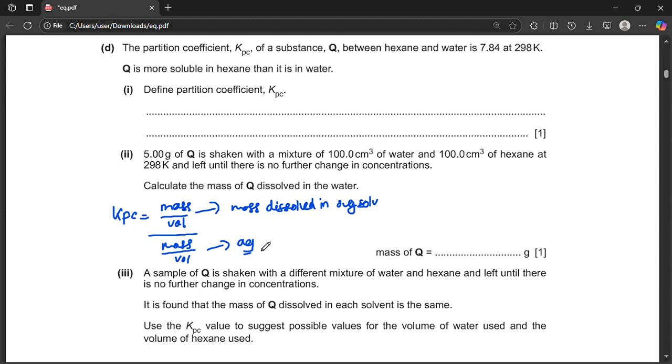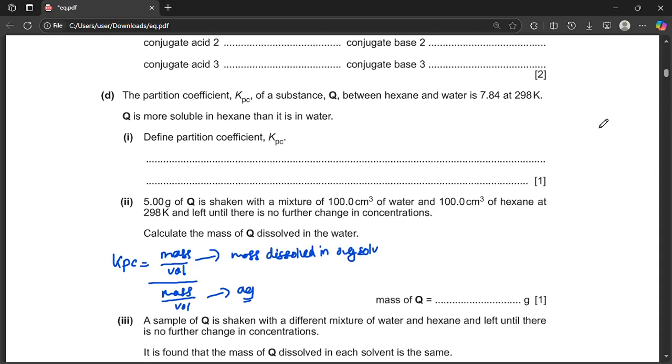So if you know the concept of KPC clearly, it's basically where a mass is distributed among two layers. So there is some mass dissolved in this part, some mass is dissolved in this part. It depends on where the solute is more soluble, where it's more attracted to, basically. So for example, here they are mixing Q into water and hexane. Now the KPC value depends on how soluble the mass of Q is in water and in hexane. Therefore, the KPC value will change.